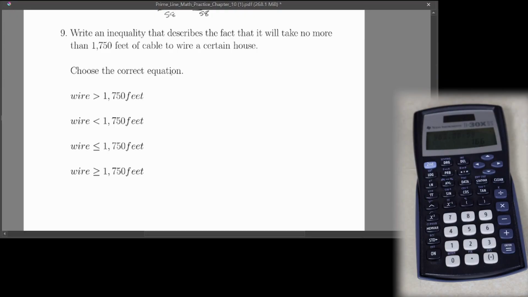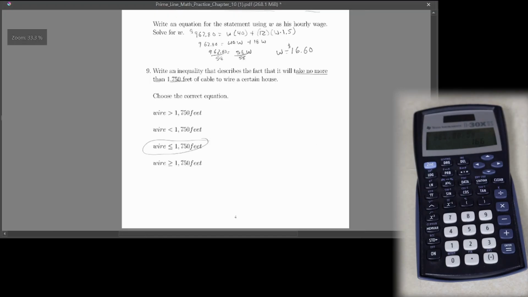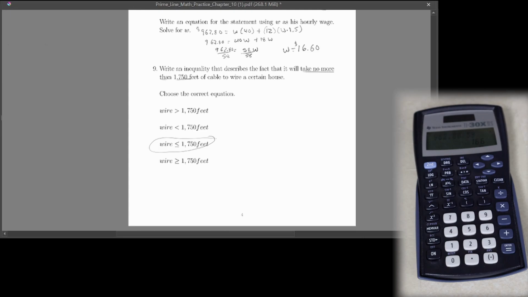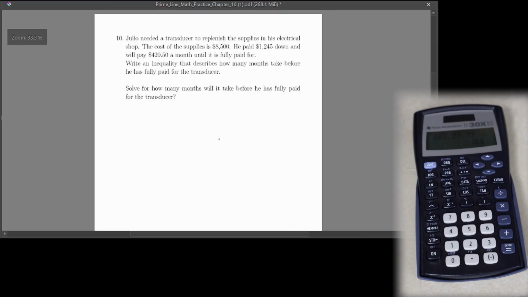Okay, number 9. We're looking for an inequality to represent the fact that it'll take no more than 175, which means it could be exactly equal to the 175, but it couldn't be larger. So we want the value equal to or less than that. Okay, I'll turn the page. And our last problem.